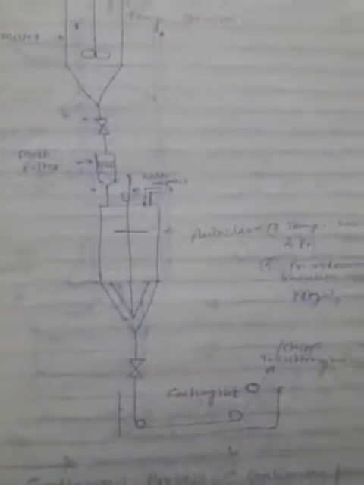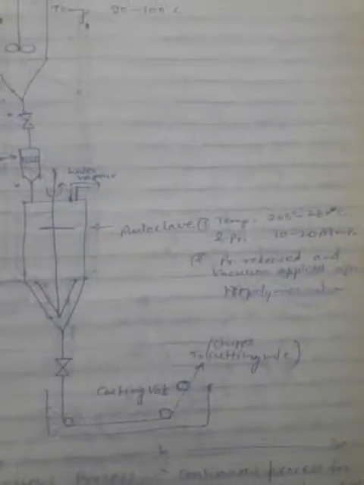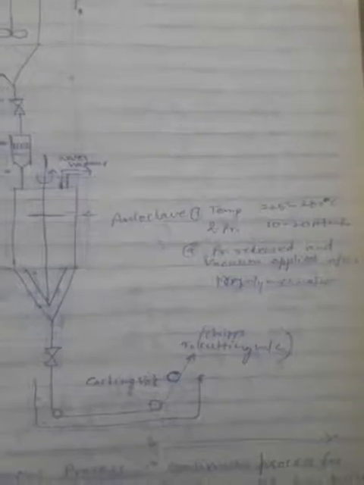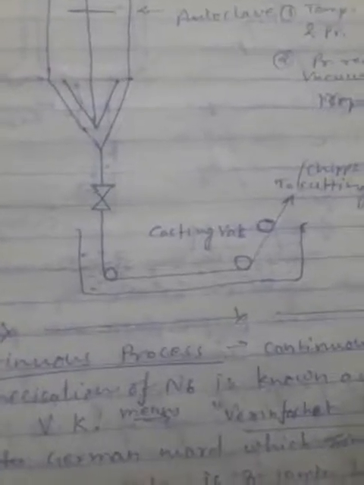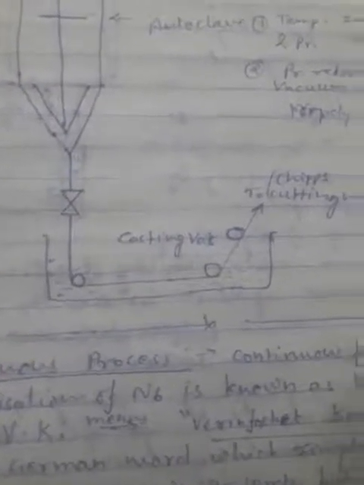You can see the diagram again here. In the autoclave, the temperature is initially 265 to 280 degrees centigrade and the initial pressure is 10 to 20 atmospheres for the pre-polymerization. Then the pressure is released and vacuum is applied for further, final polymerization, to convert into a big size polymer molecule. You can see here the extruder, and the ribbon is cast in a casting vessel of cooled water, and then the cast ribbon goes to the chips cutting machine.